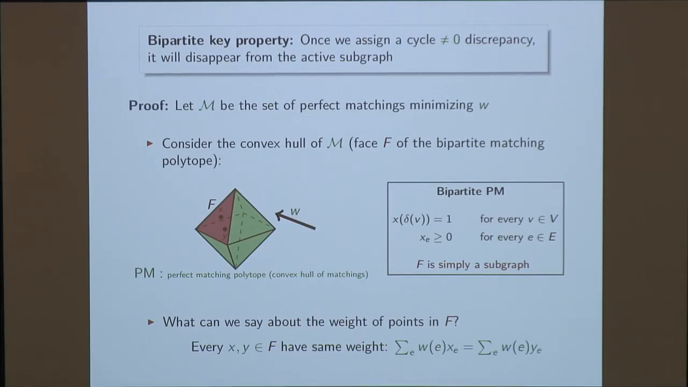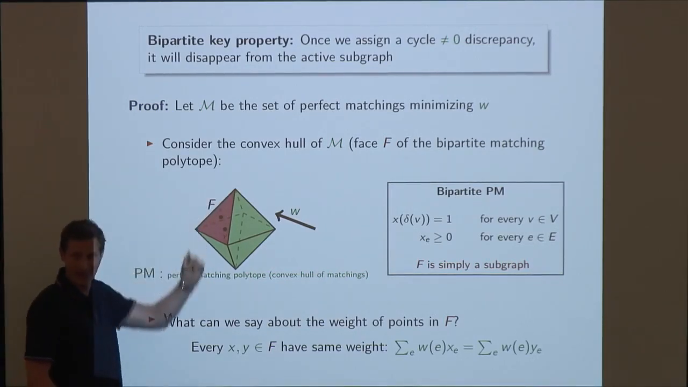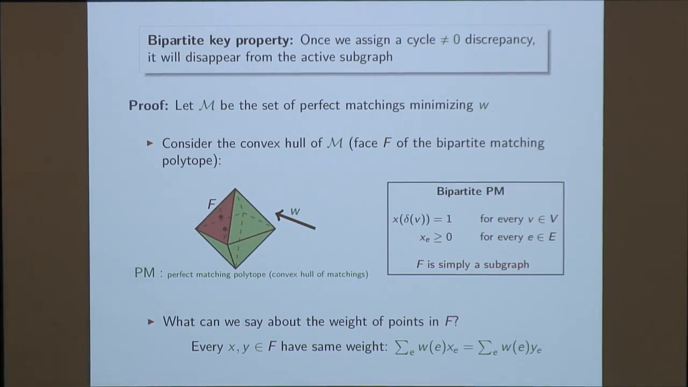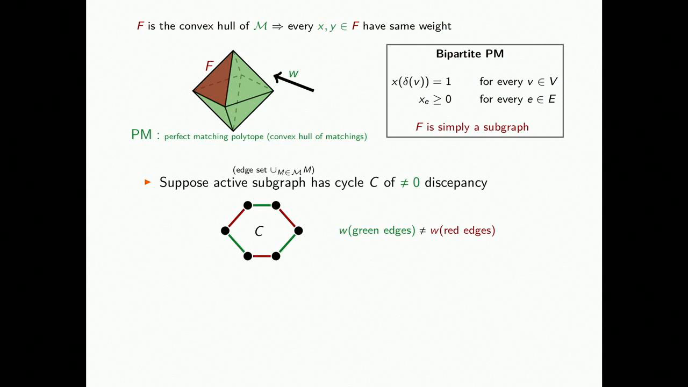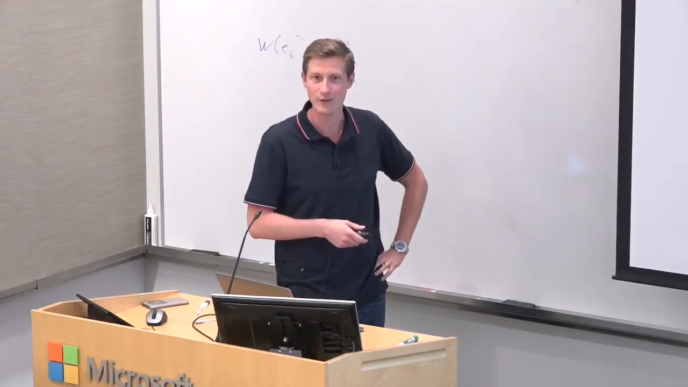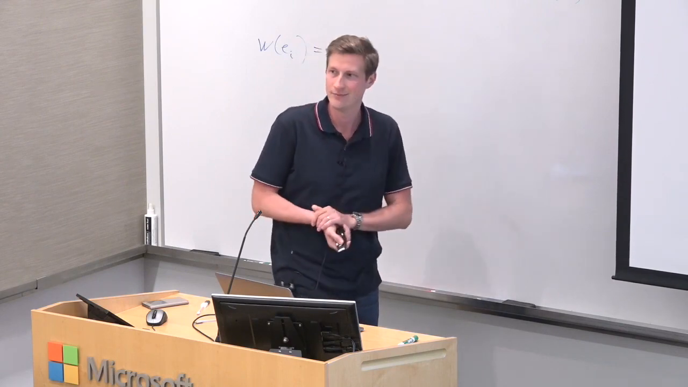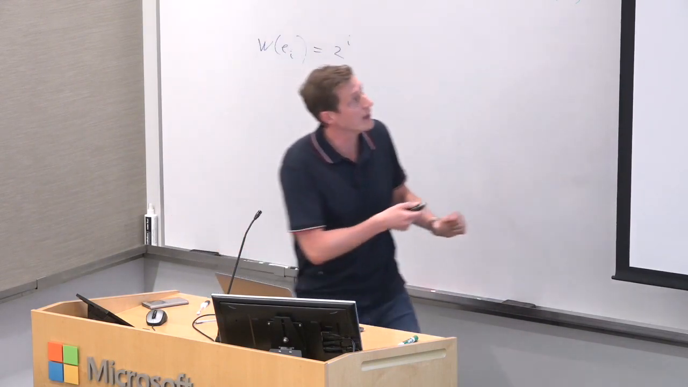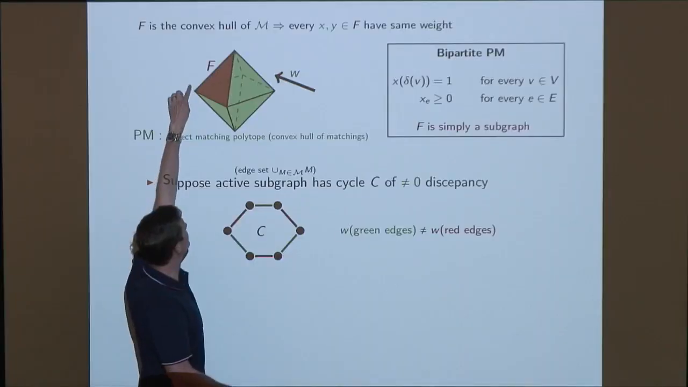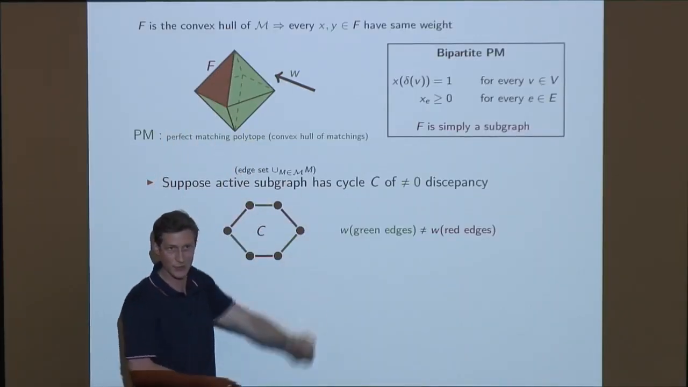So for sure, they will all have the same weight, right? All these matchings were min weight matchings, so the convex hull will have the same weight. So that's all we need to know. Okay. So we need that this is the perfect matching polytope, and all the points on the face F have the same weight. Now suppose towards contradiction that the active subgraph has a cycle of non-zero discrepancy. The active subgraph is just the graph whose edges are the union of the matchings corresponding to the extreme points.